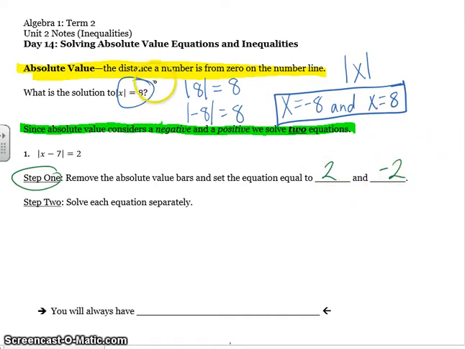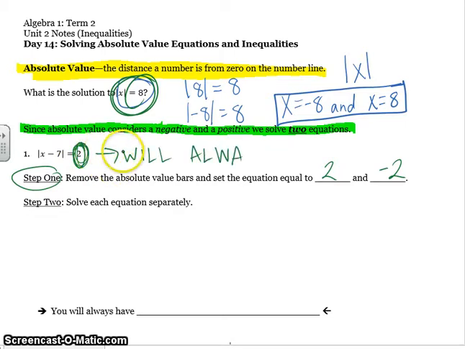Just as we saw in the absolute value of x equals 8, our solutions were a positive 8 and a negative 8. So we have to set this equation to the positive value of what we're given and the negative value. When you're solving absolute value equations, this answer will always be positive, because we cannot take the absolute value of something and have it be negative. So it's always going to be the positive value.